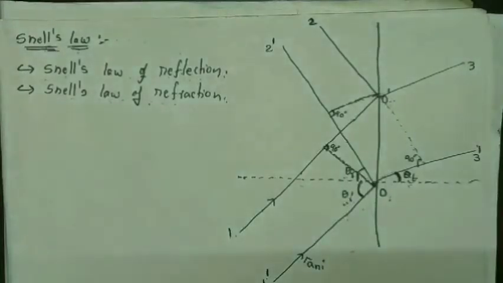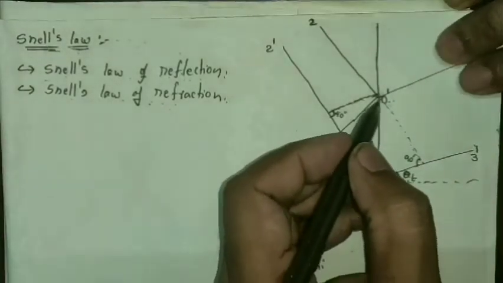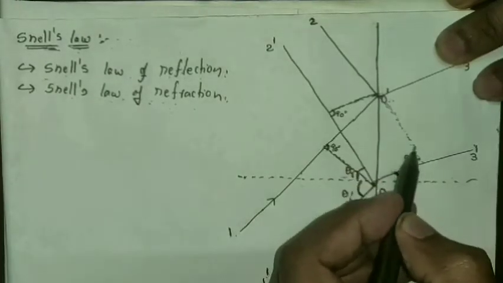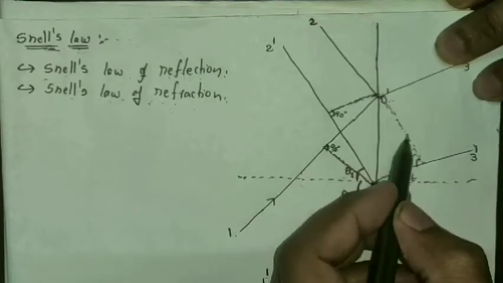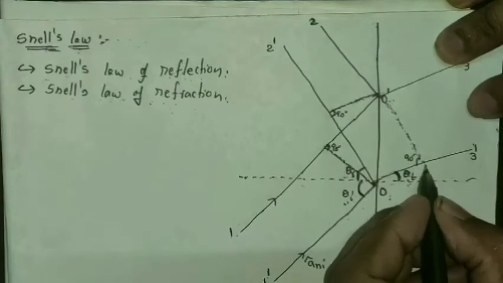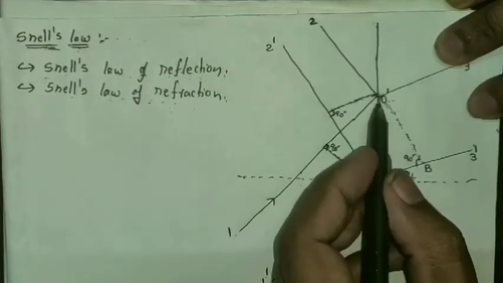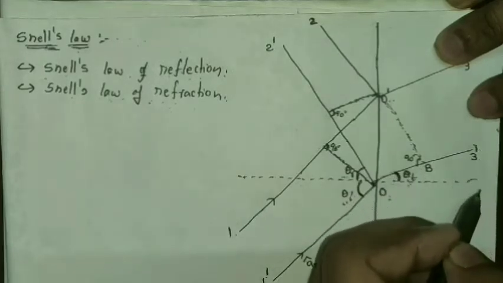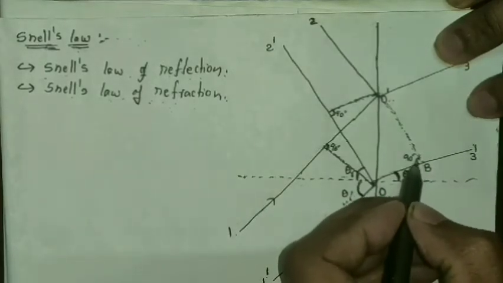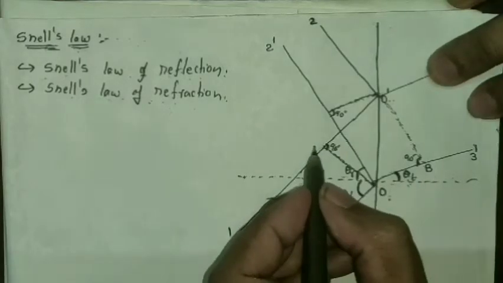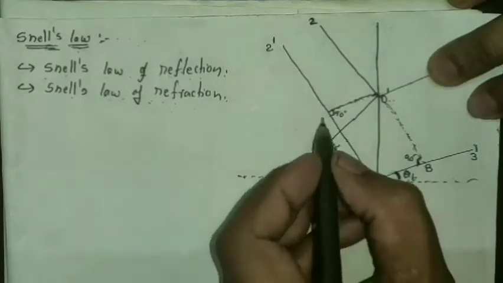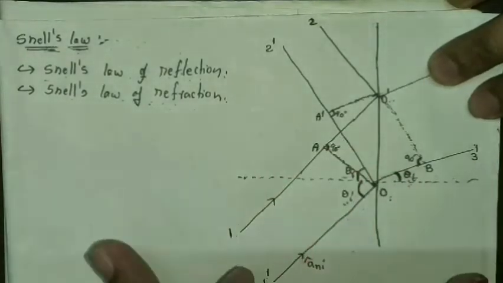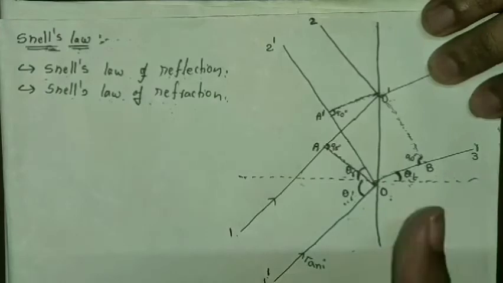And at the same time, from O dash to the line 3 dash, I have again drawn a perpendicular bisector. Let us represent this point as B. So the perpendicular O dash B is drawn on the 3 dash line. In such a case, this angle is also 90 degrees. Let us represent this point as capital A and this point as A dash. So this is all about the diagram regarding Snell's law.